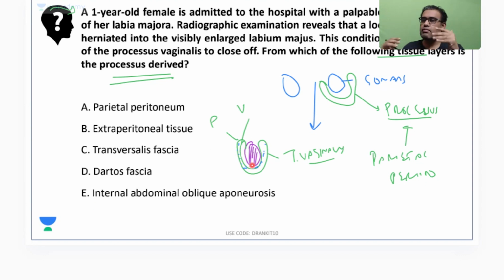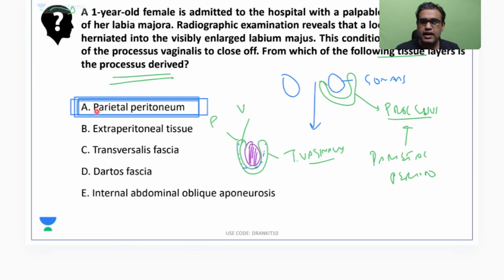So when the gonad descends down towards the inguinal canal, they take a sheath of peritoneum with it. That sheath of peritoneum is known as processus vaginalis. Hence the answer is parietal peritoneum.